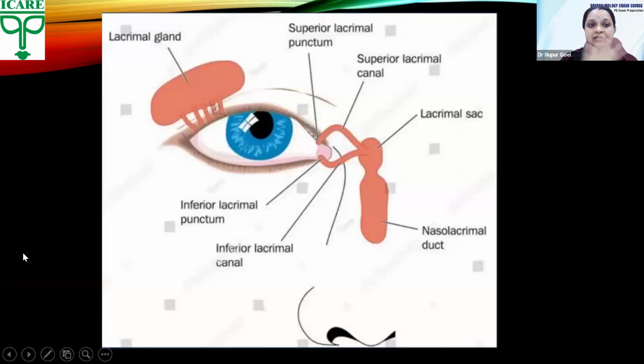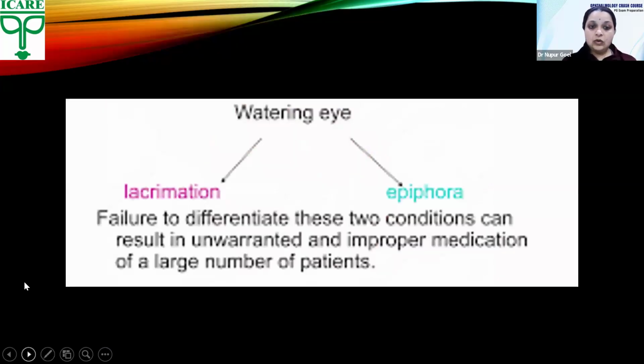So just a quick diagram of the whole lacrimal apparatus. You have the secretory path, where the tears are produced by the lacrimal gland and the accessory lacrimal glands, and the excretory path, which is the lacrimal drainage system. You need to differentiate between lacrimation and epiphora. A watering eye could be lacrimation or epiphora. Why do you need to differentiate?